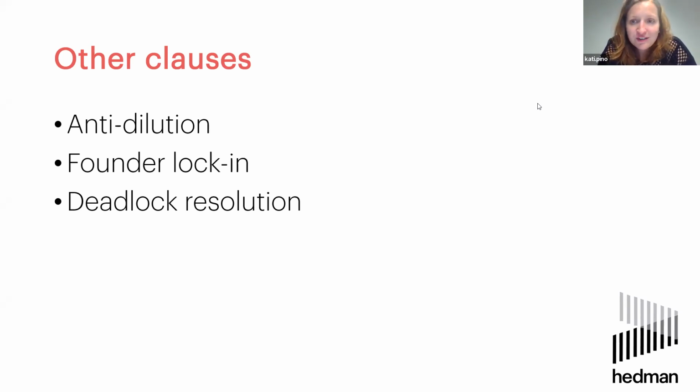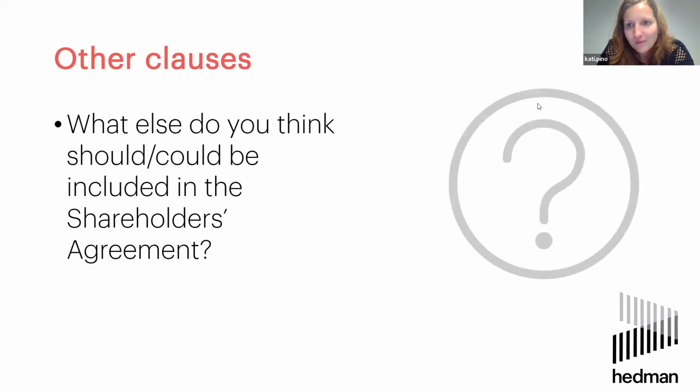Deadlock resolution, as discussed earlier, is more important in case of 50-50 splits, but also might be needed in other cases. No right or wrong way to go about it. What else do you think should or could be included in such an agreement?